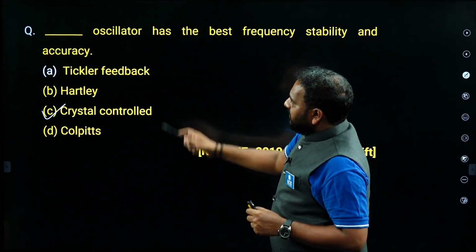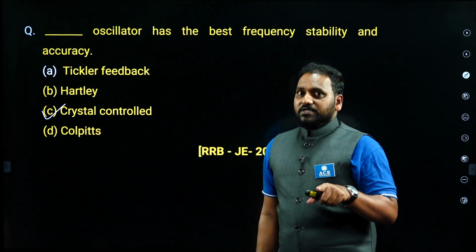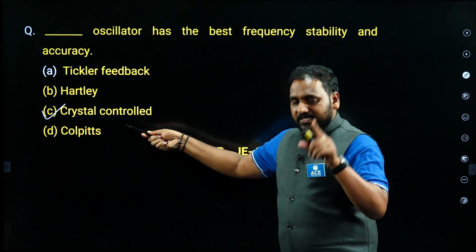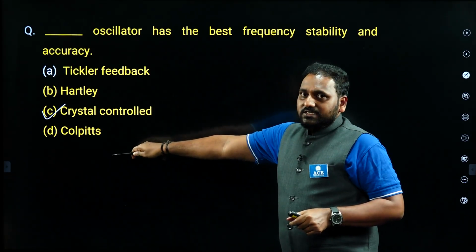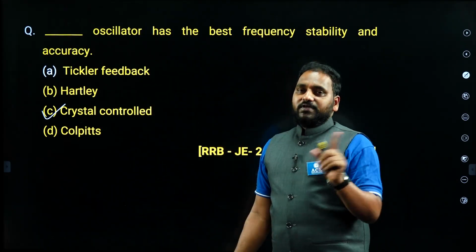If crystal is not available, then high stability means Wien bridge oscillator. Second bit I am giving you. If crystal is not available, definitely they will give you Wien bridge oscillator, okay. Even if both are provided, first priority crystal, next Wien bridge, that's all.